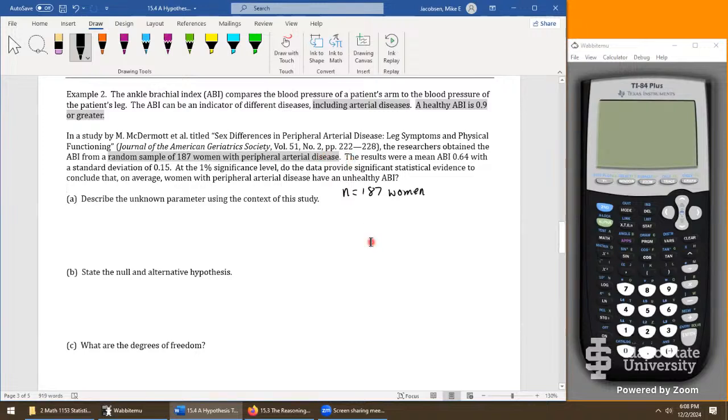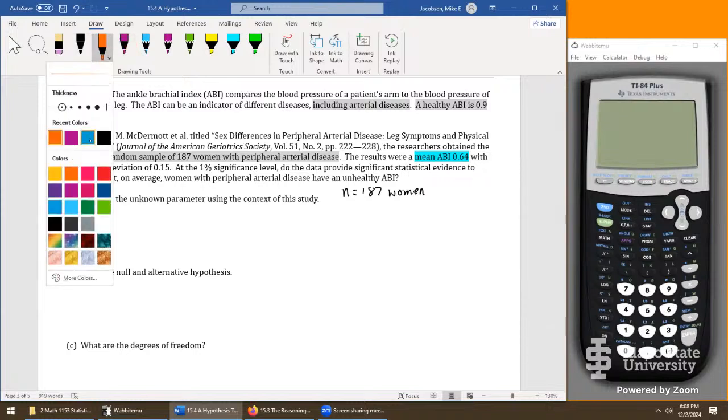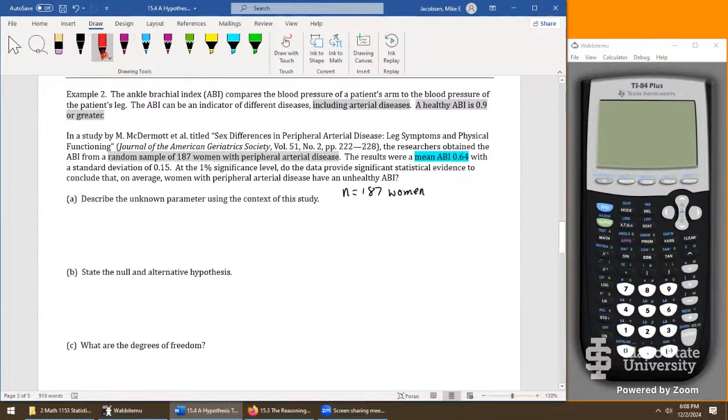They go on next to say, the results were a mean ABI of 0.64. That's really good information for us because they gave us a statistic there. Let me get the pens caught up. So that told us Y bar is 0.64. Unit here is ABI, ankle brachial index. It's also a blood pressure, which has its own specific kind of unit. So we'll just refer to it as ABI to simplify. It says also it had a standard deviation of 0.15.